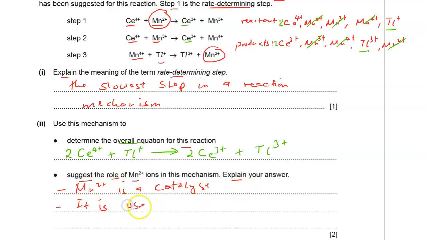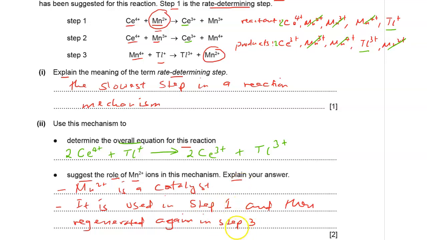It is used in step 1, so you can see right here, it's used in step 1 and then regenerated in step 3. So in that way it is used as a catalyst. It is not consumed in the overall reaction.